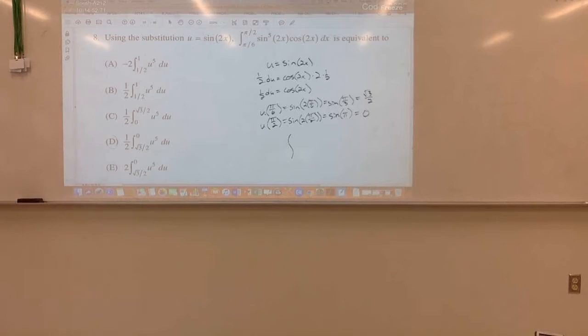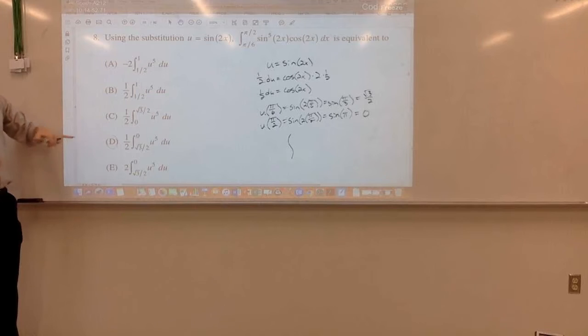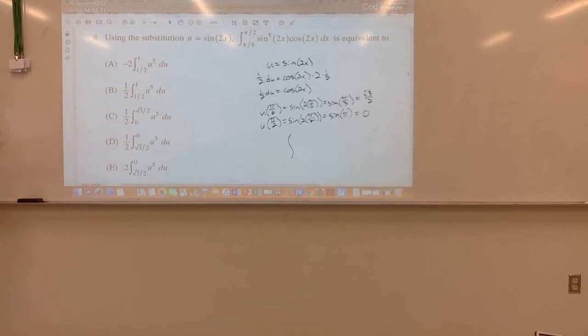Right, yeah, and that's also on the multiple choice. If you can get to that point and recognize my upper bound is 0, I should have a coefficient of 1/2. That's the only answer that has that. I mean, use that to your advantage. Save yourself 30 seconds. You don't have to finish the problem.